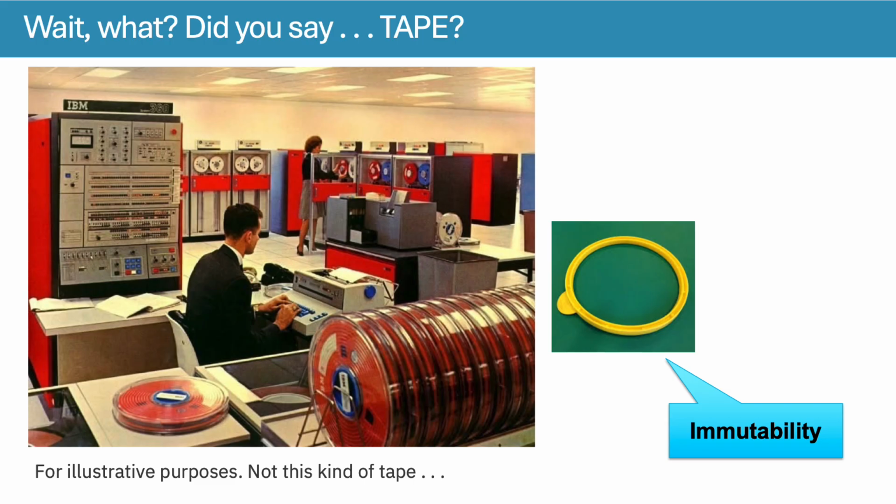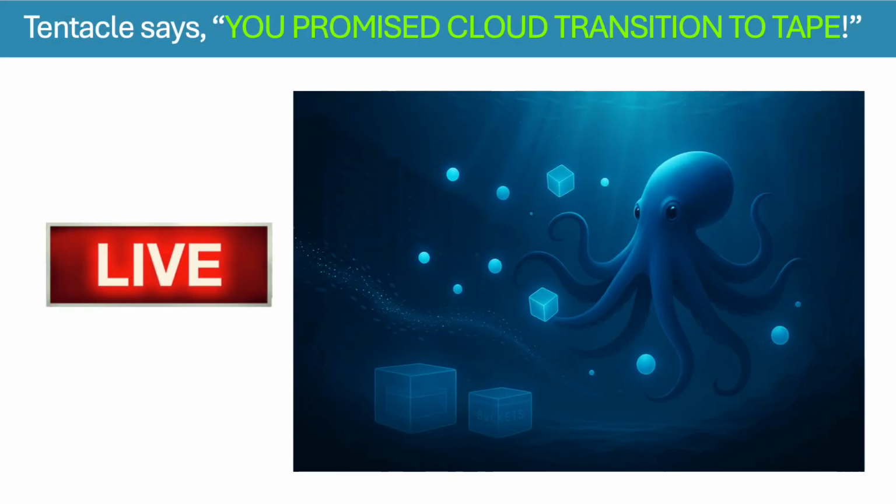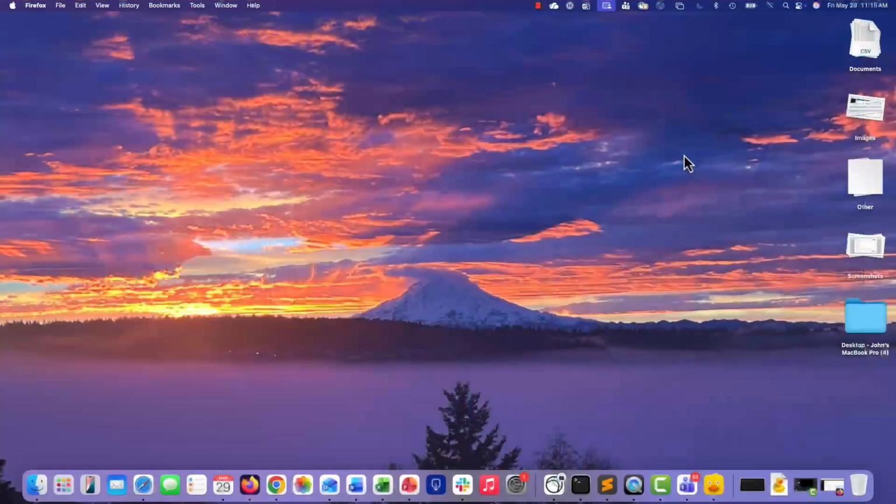More like this kind of tape, the kind of tape library that provides density, automation, maybe even immutability, and most importantly, an S3 access personality. That's what Ceph transition to tape is all about: Glacier flexible retrieval, automation, and potentially even transparent recall. Tentacle says, that's enough theory for now. Let's get on with the live demo.